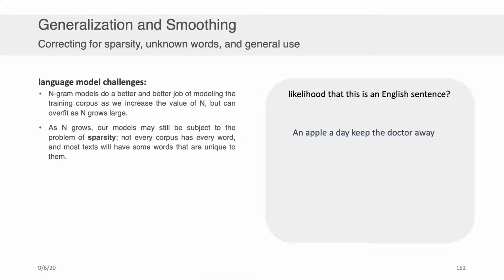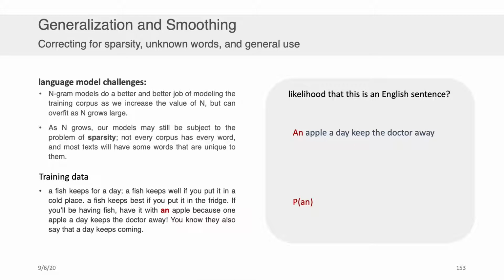So let's think about a very simple example. Let's say that we were interested in understanding what the likelihood is that the following sentence is an English sentence: an apple a day keep the doctor away. Well, you probably remember this training data from the previous component of this lecture.